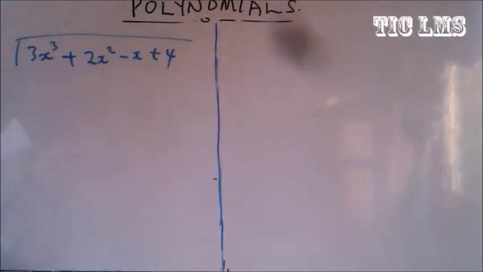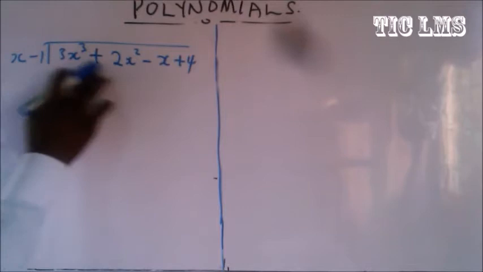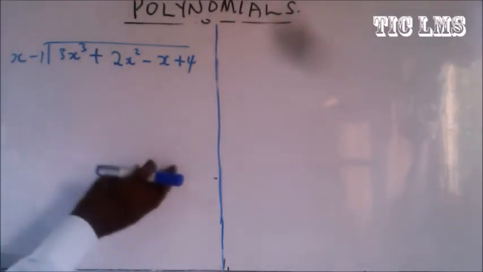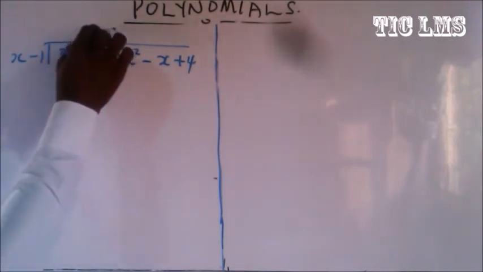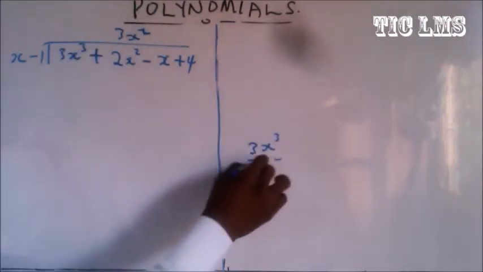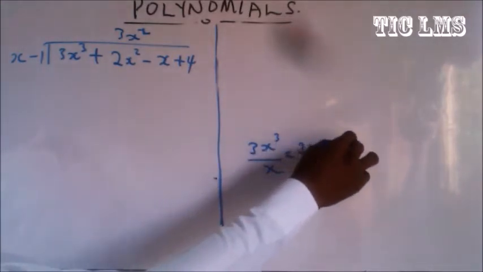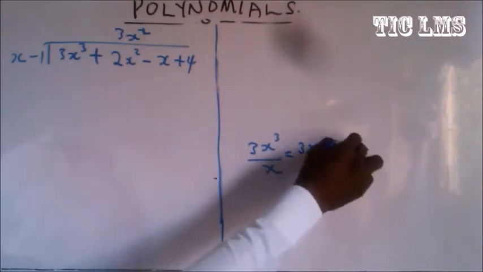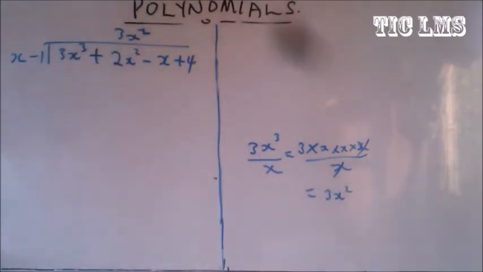Now we want to find the remainder using two methods. So we have x minus 1. To get the remainder here, we can divide this by x minus 1 and then we'll find out if there's a remainder. This is how it goes. X into 3x cubed, we have 3x squared. How did you do that? That's 3x raised to power 3 divided by x. Here this is 3 times x times x times x over x. So x cancels x. So we are left with 3x squared. Alright, so that's how we got the 3x squared.